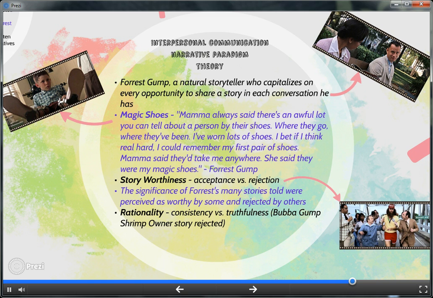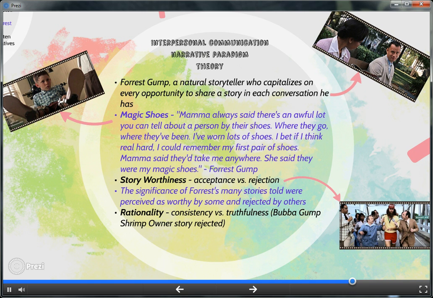Following the basis of the narrative paradigm leads us to consider some of the key concepts, such as coherence, narrative rationality, fidelity, and good reasons that are all found at the core of this theoretical framework. As we examine the narrative paradigm further, and use it to analyze the film Forrest Gump, we will see multiple representations of this theory and concepts throughout the film.